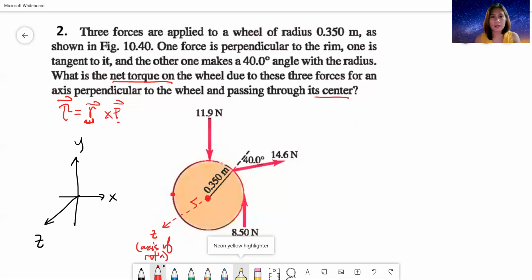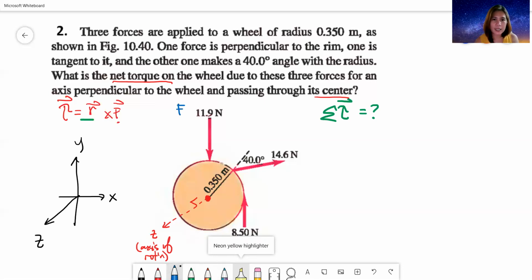Because you can actually solve torque at any point of reference. Okay, so please take note of that. Do not forget the definition of position vector R. Ayan, so yun yung meaning yan. So dito, ang point of reference natin is the center of the wheel. So let's remind ourselves that we are to determine the total torque as a vector because of the three forces. Ayan.